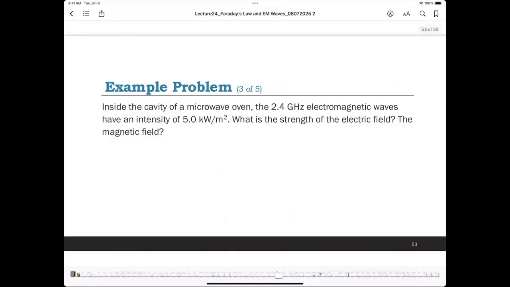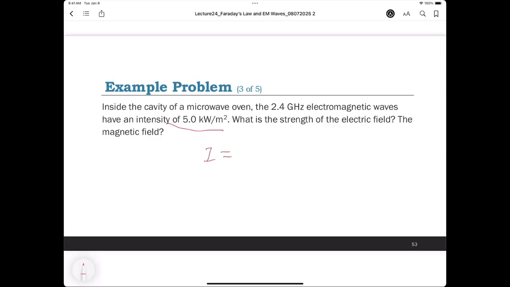Let me read this example problem. Inside the cavity of a microwave oven, the 2.4 GHz electromagnetic waves have an intensity of this value. What is the strength of the electric field and the magnetic field? Let's write the equation here. We know I equals half C epsilon-naught E0 squared, which equals half C over mu-naught B0 squared.